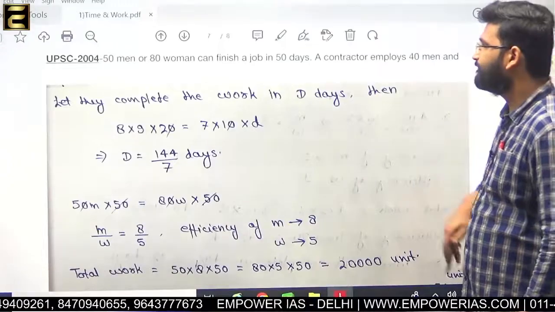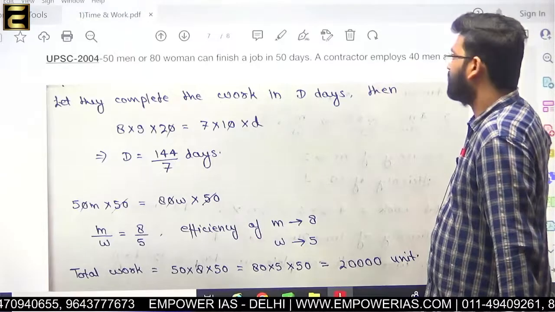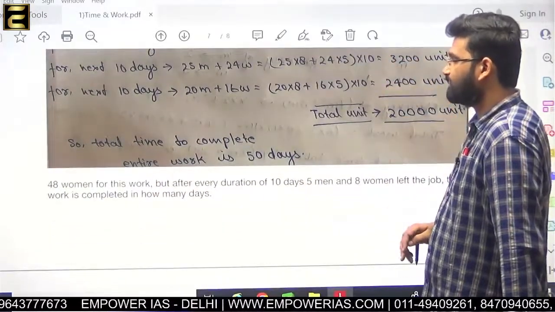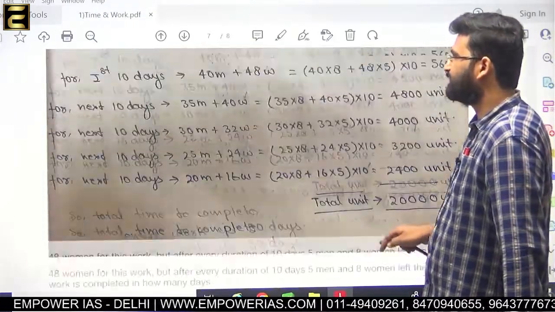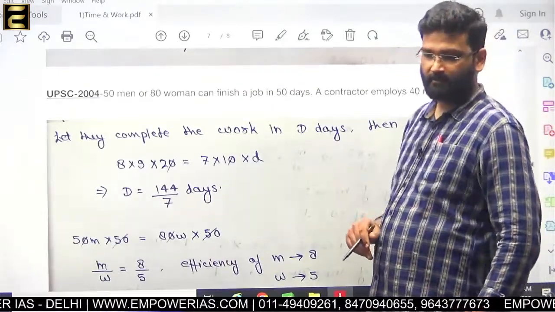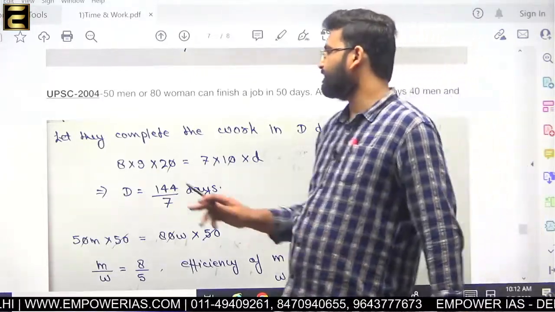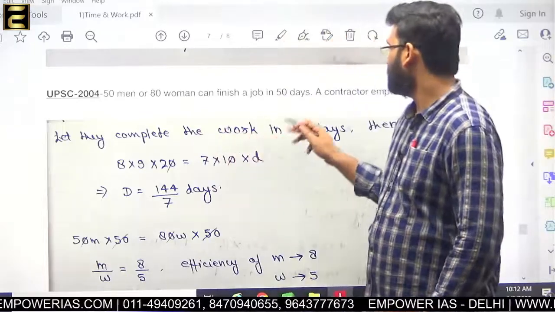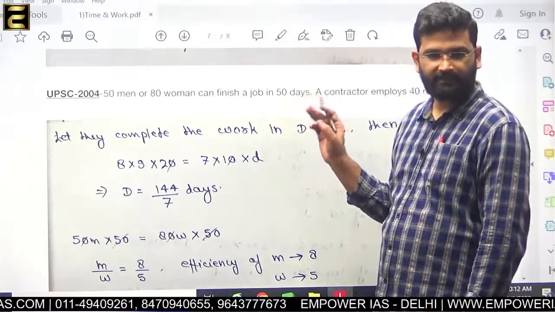See here, 50 men or 80 women can finish a job in 50 days. A contractor employs 40 men and 48 women for this work, but after every duration of 10 days, 5 men and 8 women left the job. The work is completed in how many days? See, this question has been asked in UPSC 2004. Okay, first of all, I will explain what the question is saying. The work can be completed by 50 men or 80 women in 50 days. Okay, so here we can get the efficiency of man with respect to women.